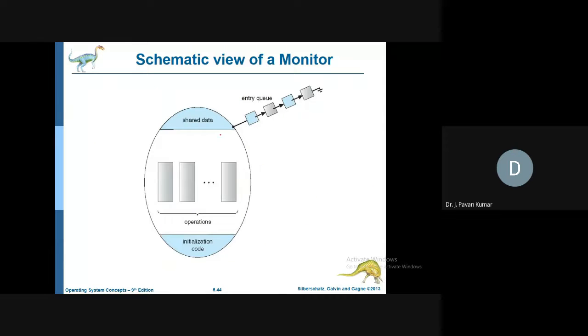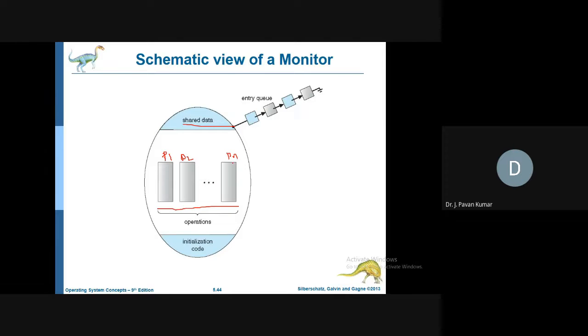This is the pictorial representation of the monitor. Here this entire thing is the ADT. Here we have some shared data. Next, procedures which we have seen, like P1 is one procedure, P2 is another procedure, and so on, Pn, any number of procedures we can have.